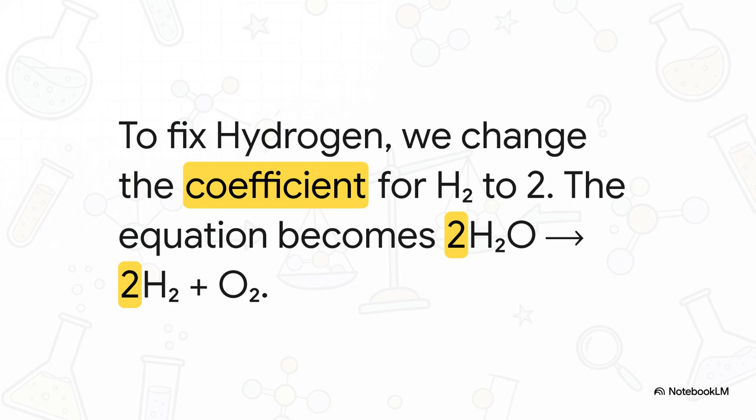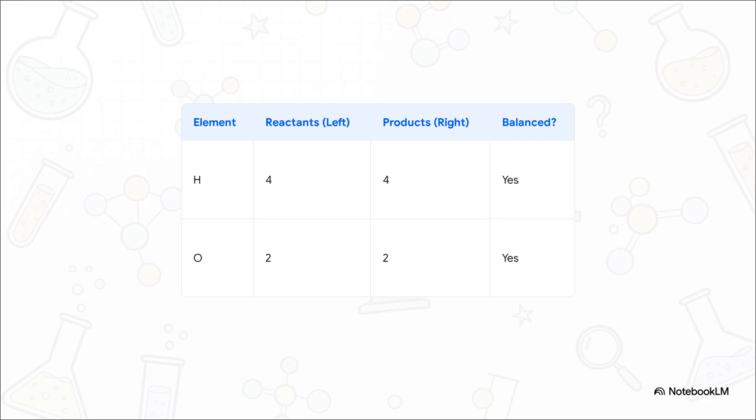So let's do our final count. And there we have it, 4 hydrogens on both sides and 2 oxygens on both sides. The equation is now perfectly, beautifully balanced. This is the correct recipe. 2 molecules of water will yield 2 molecules of hydrogen gas and 1 molecule of oxygen gas. The universe is back in harmony.